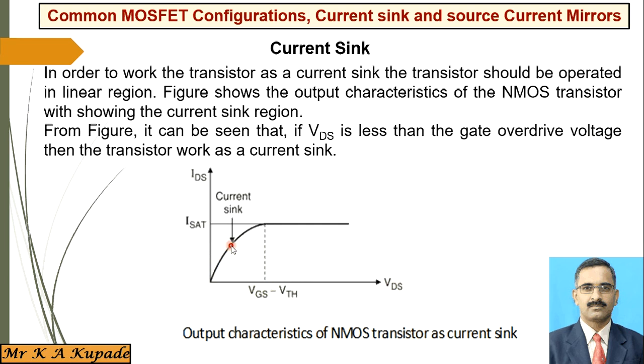Now the current sink is in the increasing position, right? The increasing or dropping of the voltage and current in the upward direction, you can understand this, right? Now here if the VDS is less than the gate overdrive voltage, then the transistor works in this particular region.